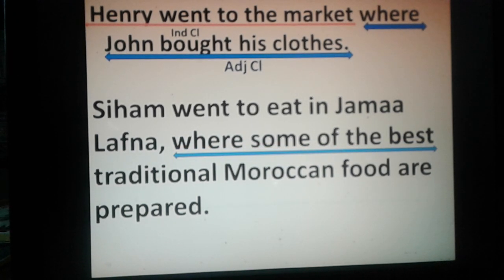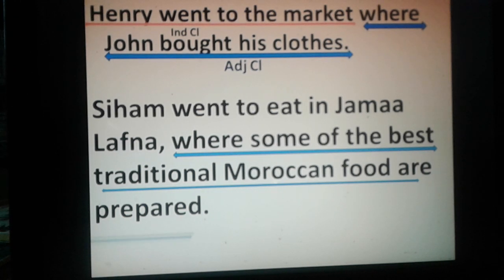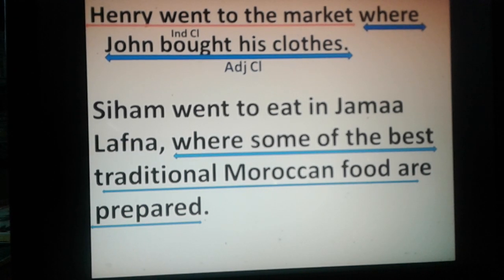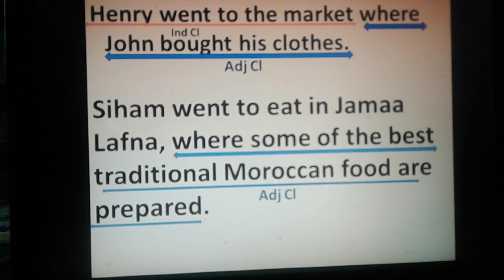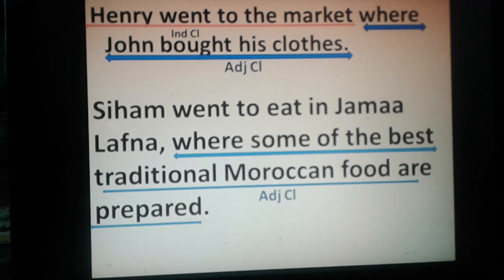"Where some of the best traditional Moroccan food is prepared" is an adjective clause, because جمع الفنا is a proper name. جمع الفنا is a famous place in Morocco, especially in Marrakech city, which has many traditional Moroccan foods like tagine, couscous, tangia, etc. That's why the adjective clause comes just to give us extra information. If we say just "Siham went to eat in جمع الفنا", it's a clear and complete sentence.